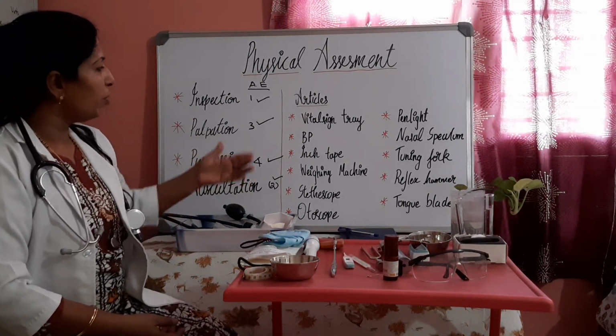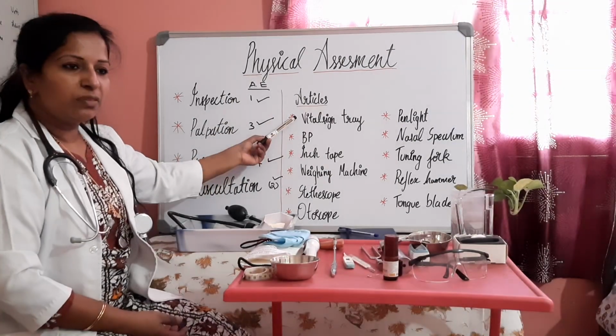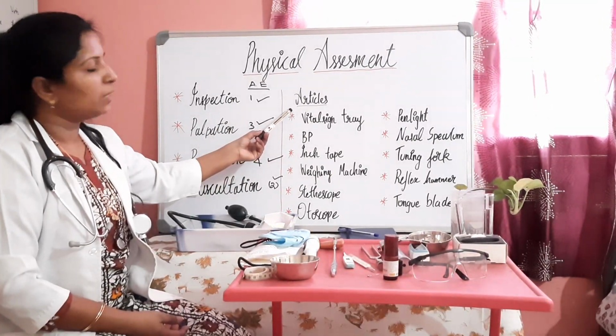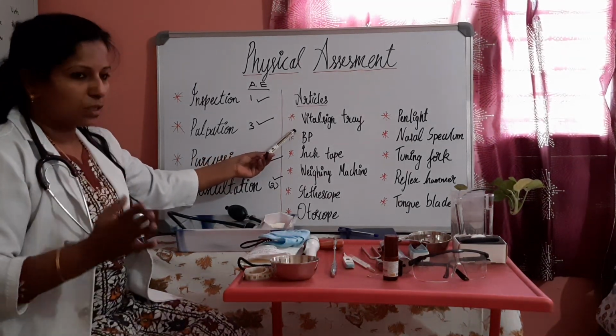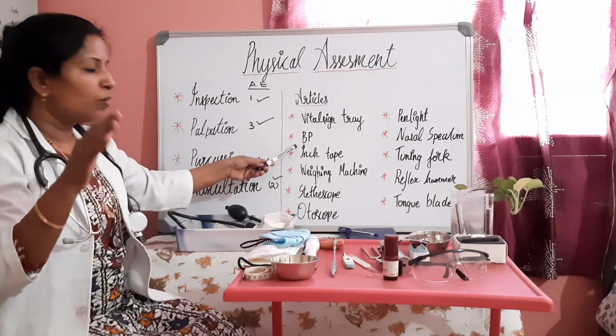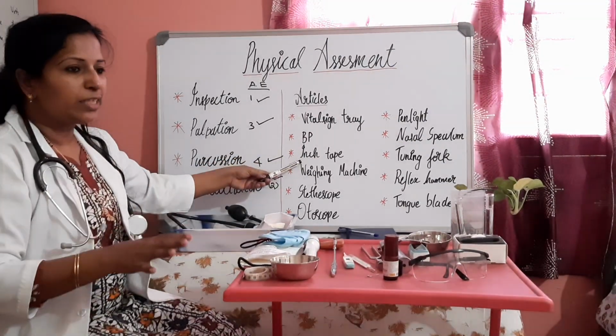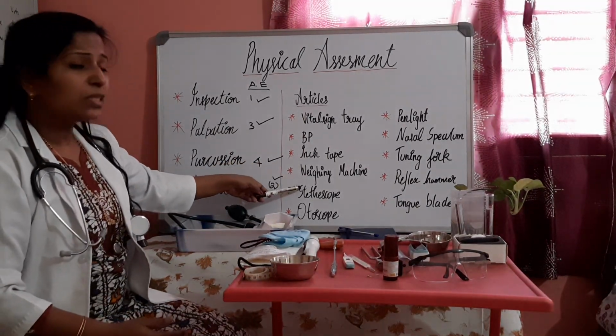A very important thing is the vital signs tray that should be there, which carries all the articles for checking the patient's vital signs, including a BP apparatus, and along with this a stethoscope, an inch tape to check the patient's height, and also the weighing machine to check the weight and to find out the BMI of the client.